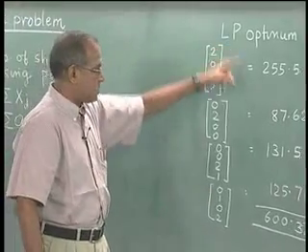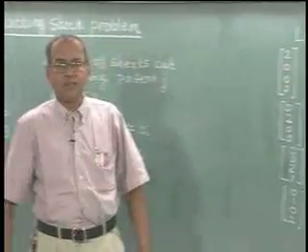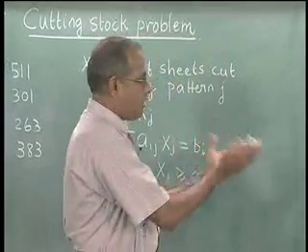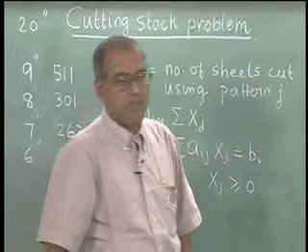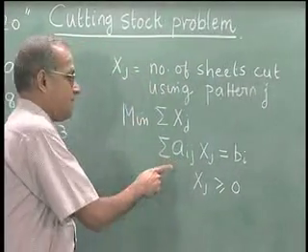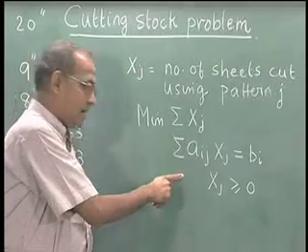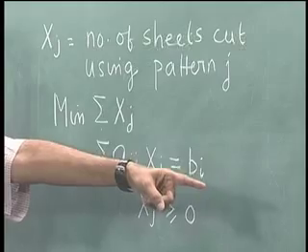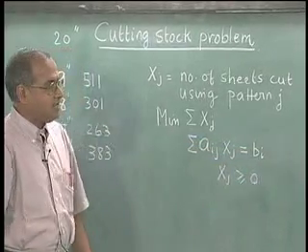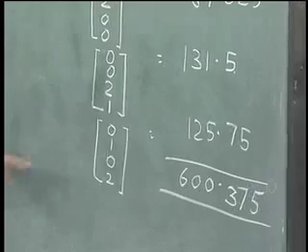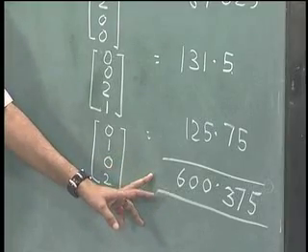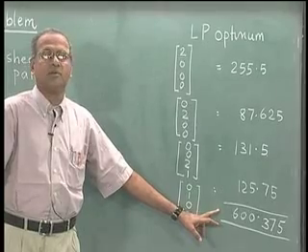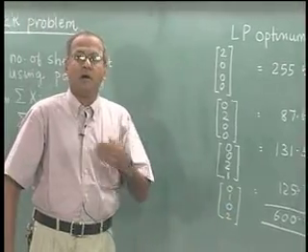So, in all we have used 600.375 sheets based on the LP optimum. Now, what more can we understand from the LP optimum? If the given problem is an integer programming problem, and if we have relaxed the integer assumption and have solved the corresponding linear programming problem, if the linear programming says we need 600.375 sheets, it means the integer programming problem would have a solution of 601 or more.